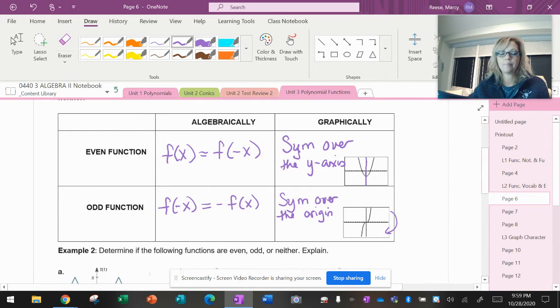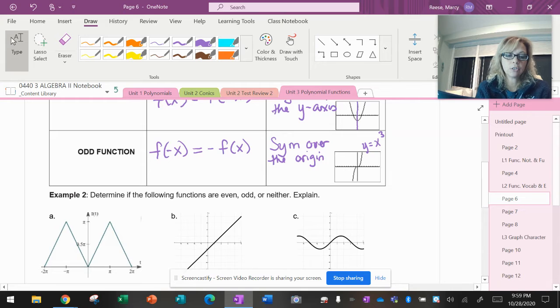Okay, so that picture right there is actually a cubic. This is y equals x to the third. The original cubic graph is an odd function, as long as it's not shifted left or right.